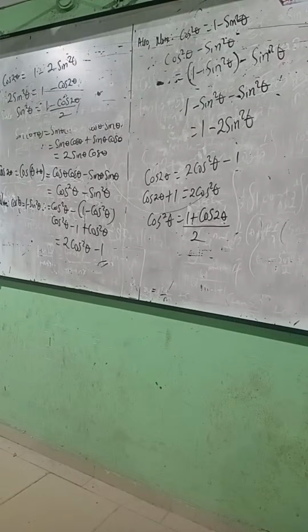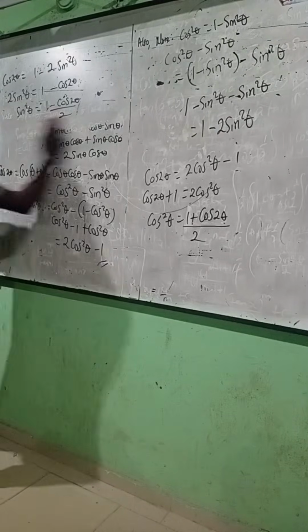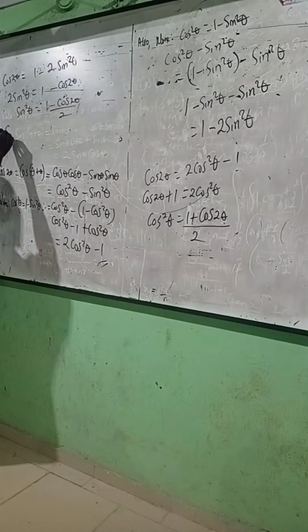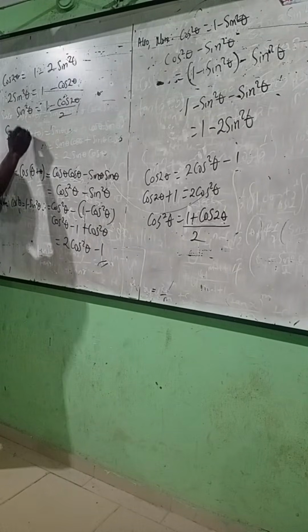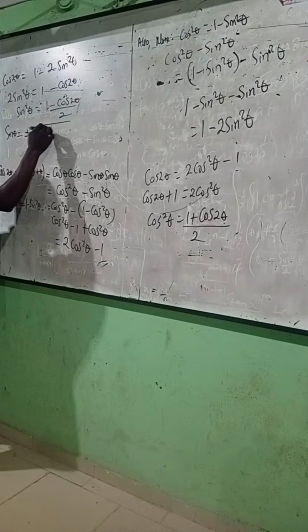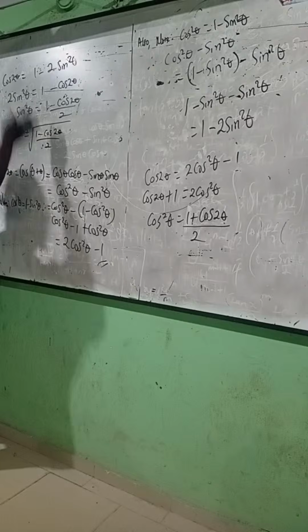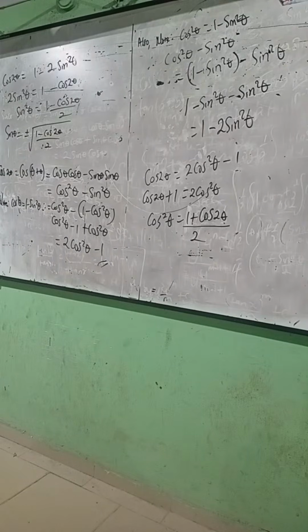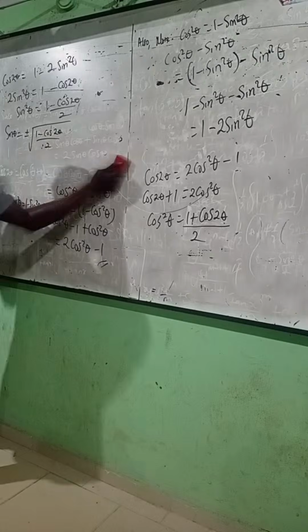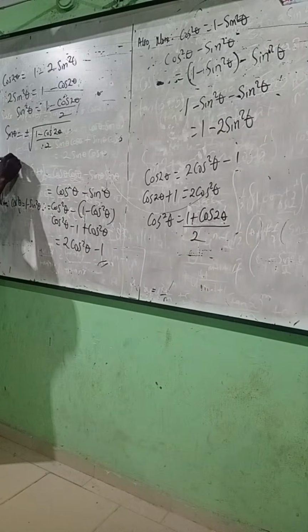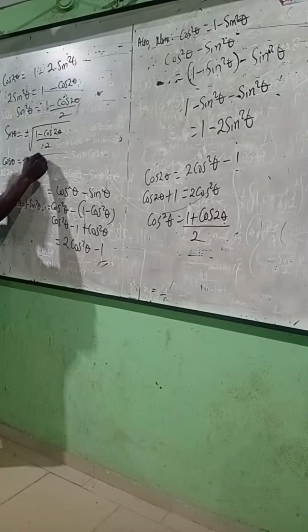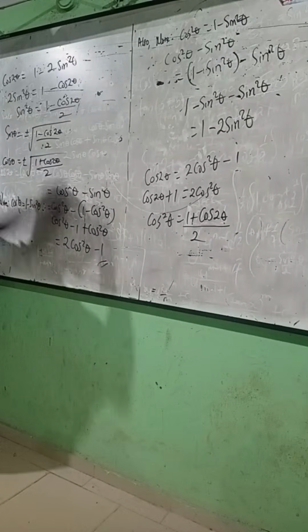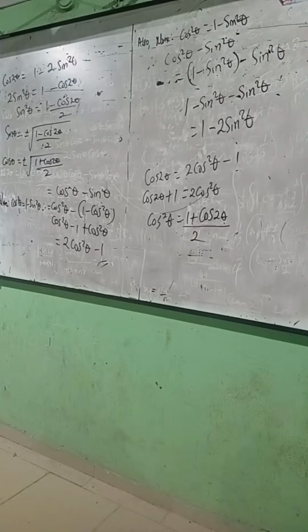Are we done? Now you can also have sin theta equals plus or minus root of 1 minus cos 2 theta over 2. There are places where these are also applicable, like they are needed. Same thing with that one. Cos theta equals plus or minus root of 1 plus cos 2 theta over 2. I'm just forgetting those identities. Let me remember, then I'll be proving them.